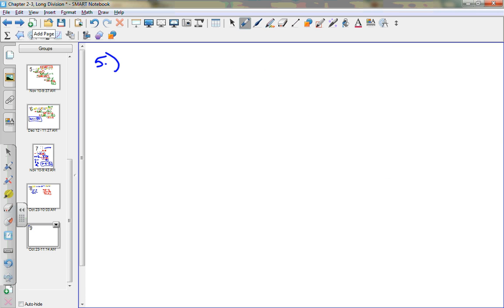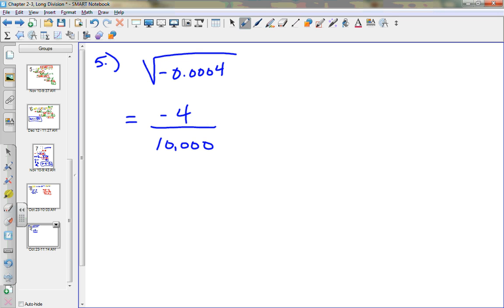Number 5, the square root of negative 0.0004. First of all, that's a decimal. Turn it into a fraction. So that's negative 4 over what? Tens, hundreds, thousands, 10,000s. That's going to be the square root of both of those. So this is going to be the square root of i squared times 4, because 4 is a perfect square.